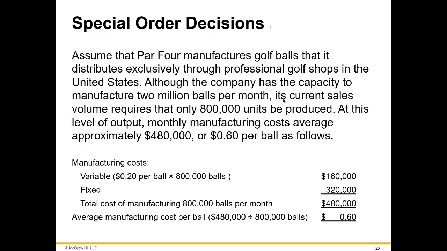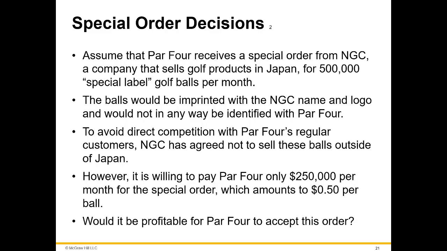Okay. All right. So let's assume that Par 4 receives a special order from NGC, a company that sells golf products in Japan, for 500,000 special label golf balls. The balls would be imprinted with the NGC name and logo, and would not be identified with Par 4 in any way. To avoid direct competition with Par 4's regular customers, NGC has agreed not to sell these balls outside of Japan, so it probably wouldn't affect their current sales level in the US.